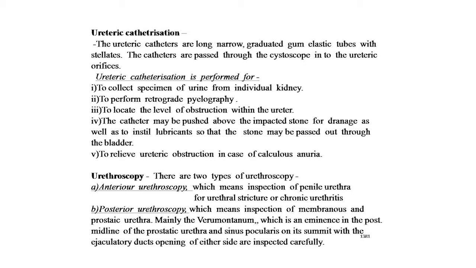And then the urethroscopy. There are 2 types: first is the anterior urethroscopy and second is the posterior urethroscopy. Anterior urethroscopy means inspection of the penile urethra for urethral stricture or chronic urethritis. Posterior urethroscopy means inspection of the membranous and prostatic urethra, mainly the verumontanum, which is an eminence in the posterior midline of the prostatic urethra, and the sinus pocularis on its summit with the ejaculatory ducts opening on either side are inspected carefully.